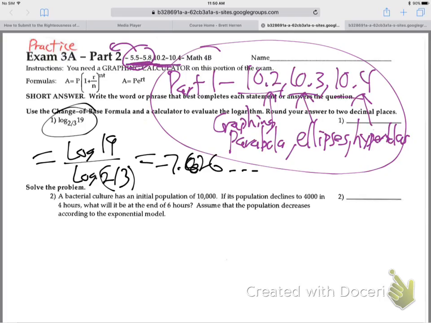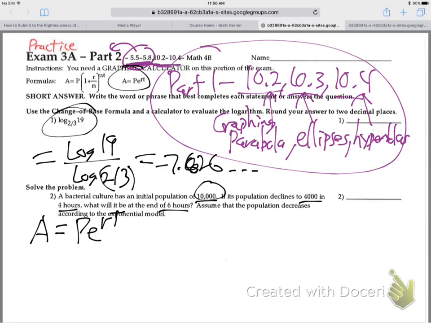All right, bacterial culture, initial population 10,000. Declines to 4,000 in 4 hours. What's it going to be at the end of 6? What formula do we use on these exponential growth and decay problems? PERT. Our friend the PERT. A equals PERT, right up here at the top. We always use the PERT on all the exponential growth and decay problems.